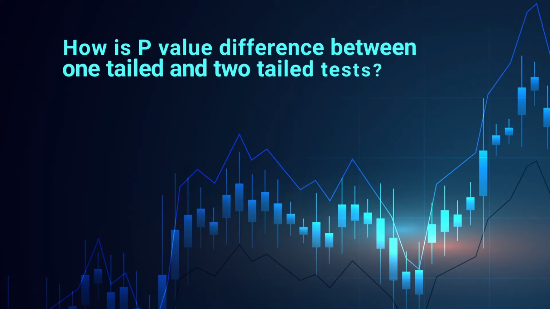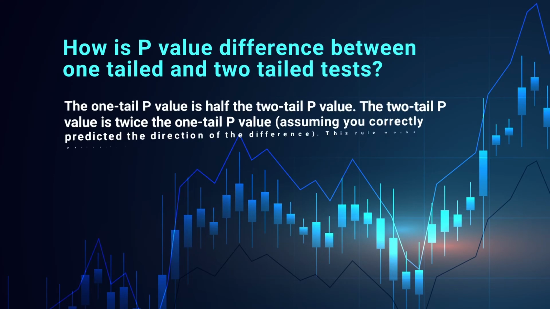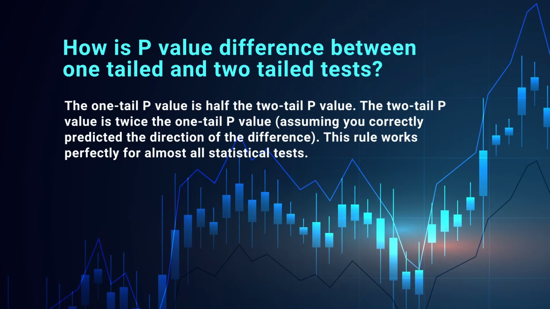So how does the P value differ between a one-tailed and a two-tailed test? The one-tailed P value is half the two-tailed P value. The two-tailed P value is twice the one-tailed P value. Assuming you correctly predicted the direction of the difference, this rule works perfectly for almost all statistical tests.